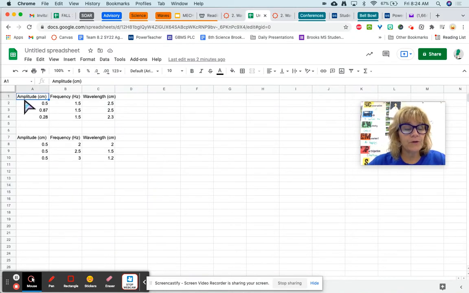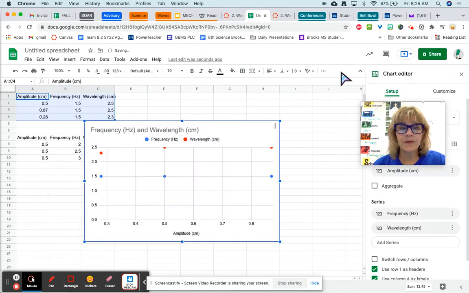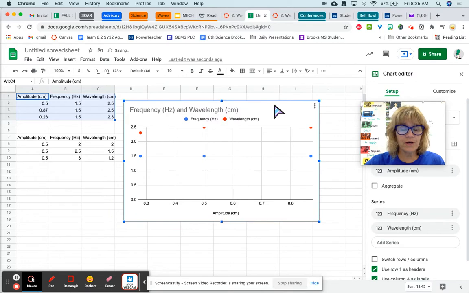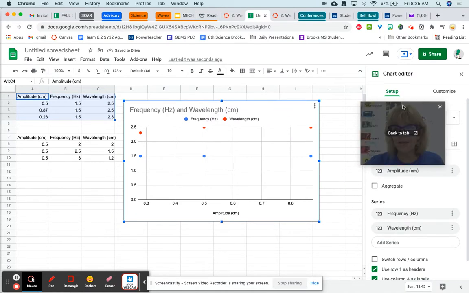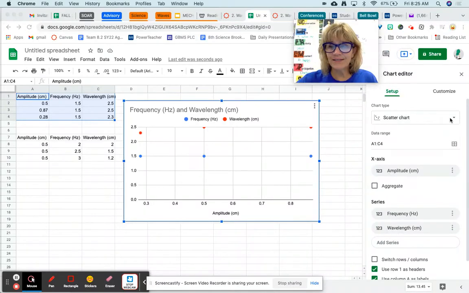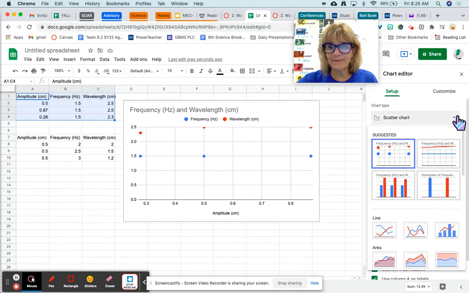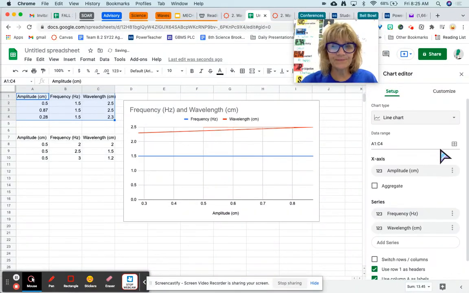So, as you know, you highlight what you want to include in the data chart, and you just click Insert Chart. The scatter chart is what pops up for me. That does not really show the changes that I want to have in my graph. So, I'm going to change that. Instead of a scatter chart, I'm going to make it a line chart.